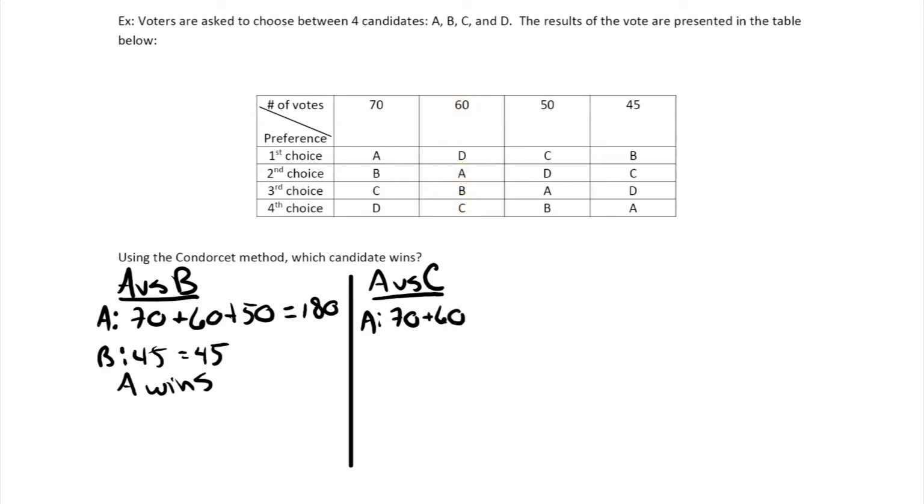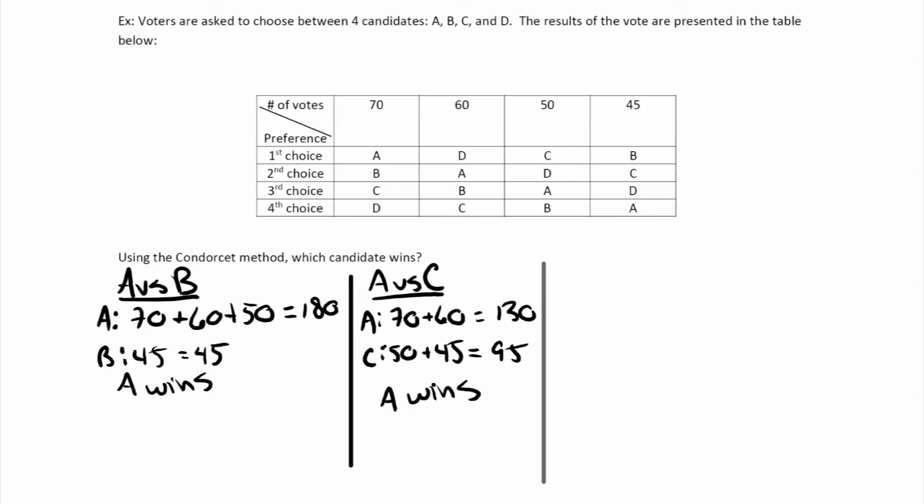On the third type of ballots, this time C is above A, so those 50 votes are going to go towards C. And on the final ballots, again, C is above A, so those 45 votes will be going towards C. When we add up both, we can see that A wins again because it has more votes. Now let's look at A versus D.